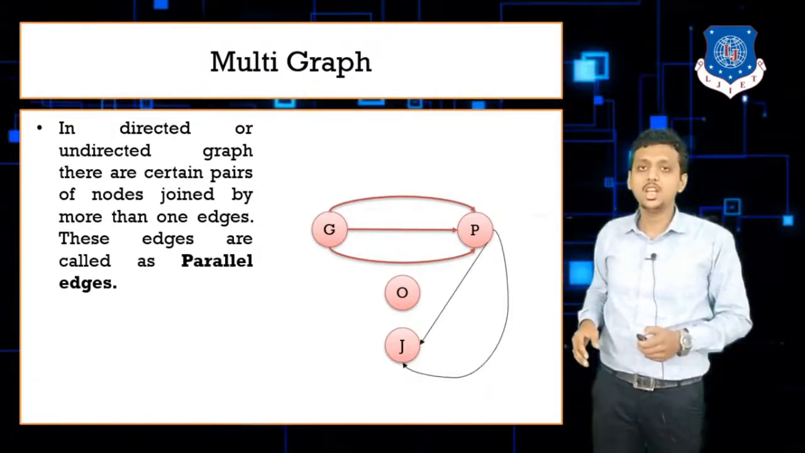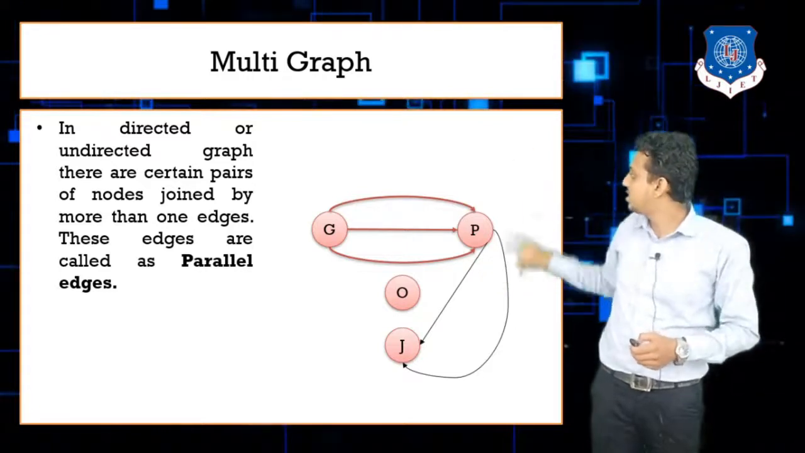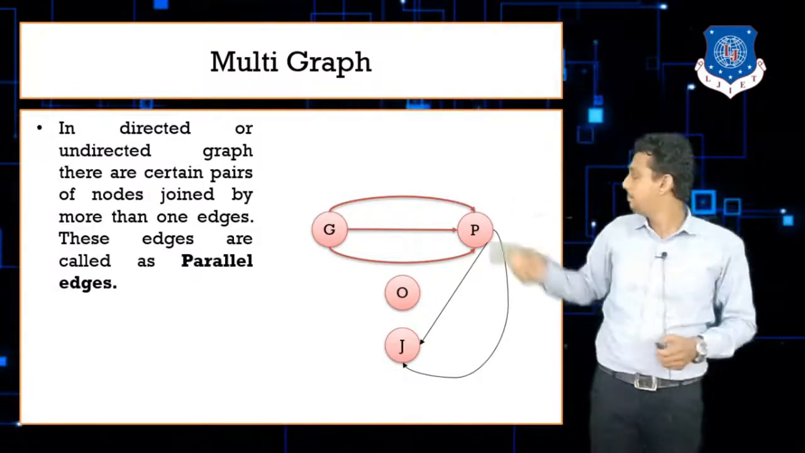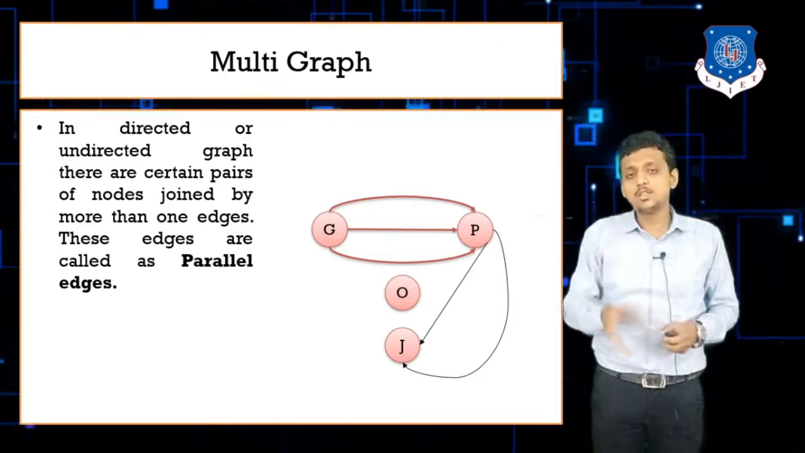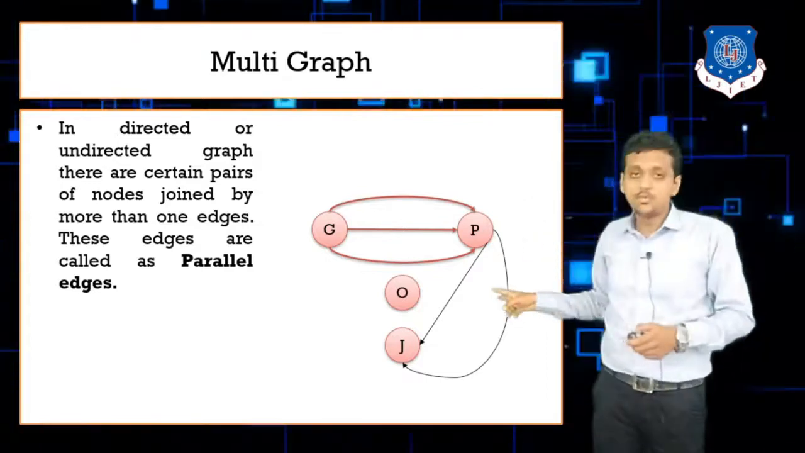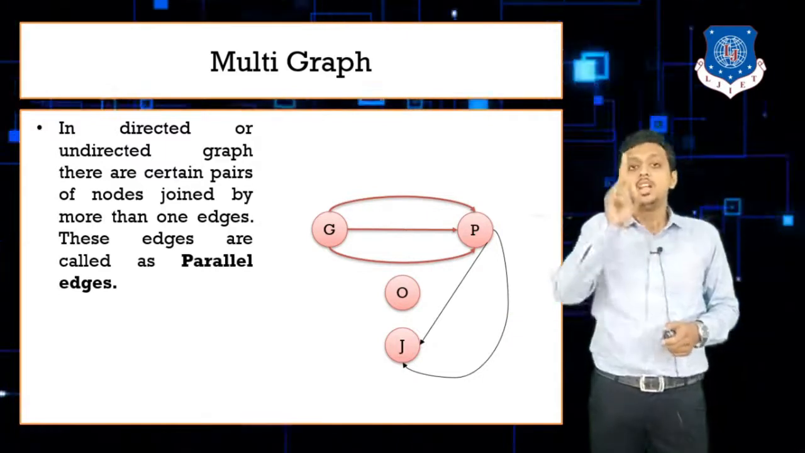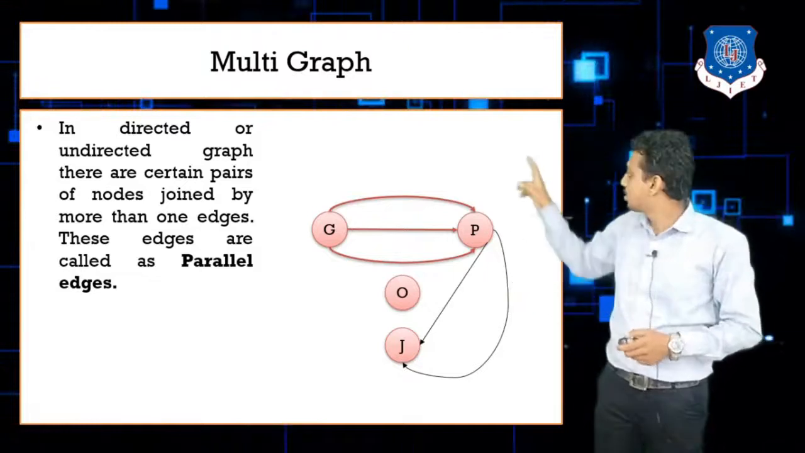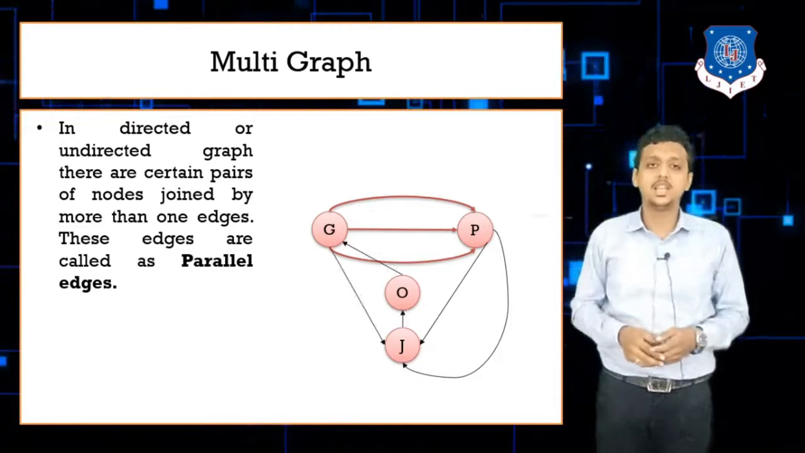See here, students, P and J. P and J are connected with each other like P to J and P to J. These two edges are there between P and J. So here P and J have more than one edge in the same direction, from P to J. In a directed graph, always remember, edges in the same direction are known as parallel edges. So from P to J I have two edges, so these two edges are also known as parallel edges.